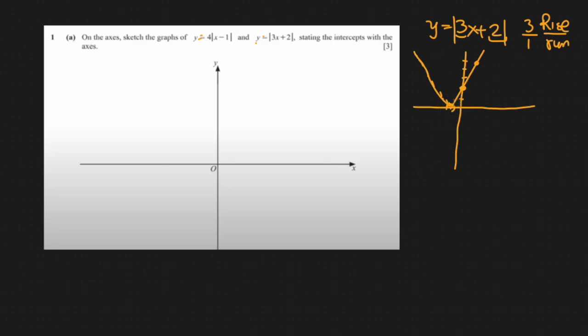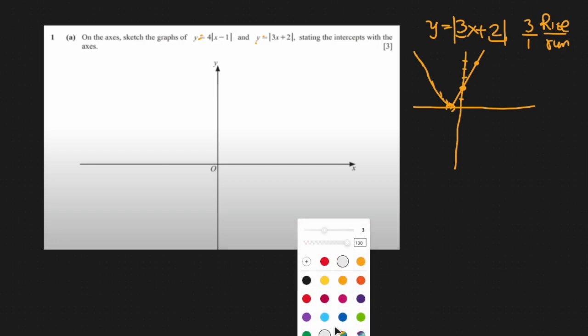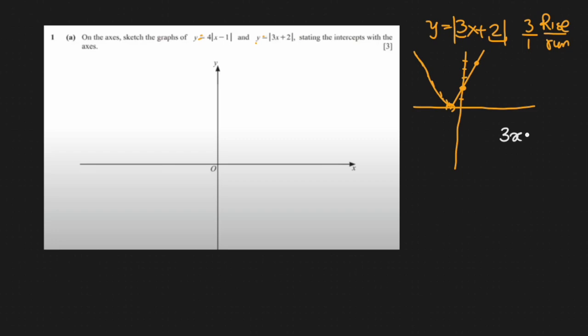Now the question is, where does it cross the x-axis? To find that, we can equate the contents of the absolute to 0. That will give us the vertex, because that is the x-intercept, right? When y is 0, that gives you the x-intercept. So 3x equal to minus 2, x equal to minus 2 over 3. So this particular point is minus 2 over 3, and we got our graph for this one.